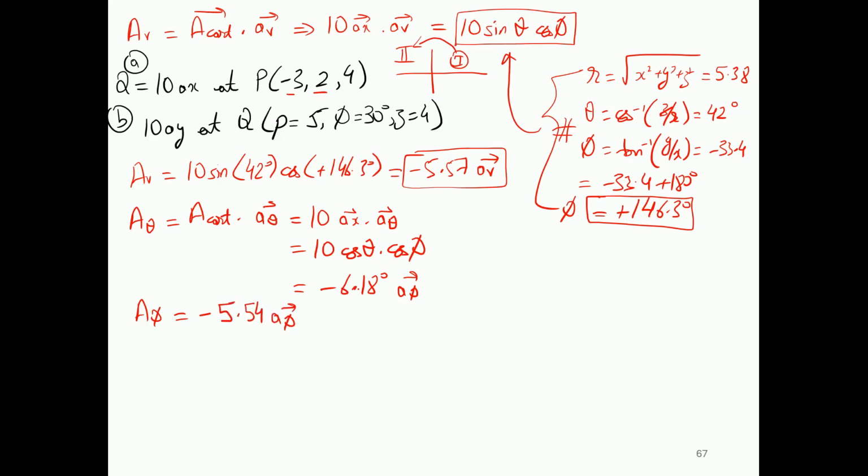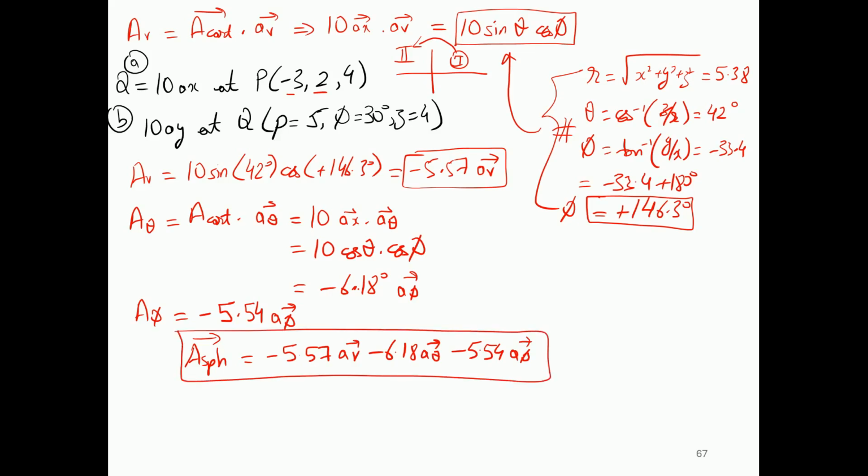So my final answer from the expression in spherical coordinates comes out to be minus 5.57 a r minus 6.18 a theta minus 5.54 a phi. So this is the spherical coordinate conversion of the Cartesian coordinate system given in part A. What about part B? Again, this time we have a value in the cylindrical coordinate system. So I'll just give you a hint, you can try.